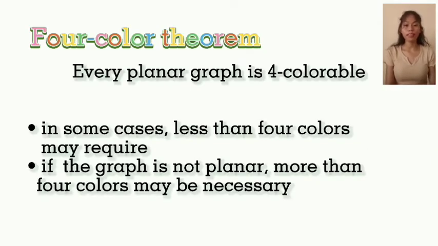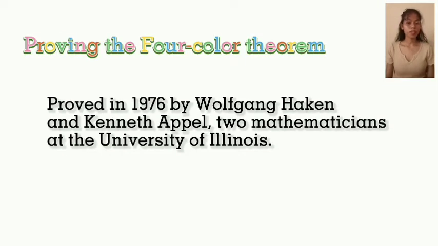In some cases, less than 4 colors may be required. Also, if the graph is not planar, more than 4 colors may be necessary. This theorem was finally proven in 1976 by Wolfgang Haken and Kenneth Appel.